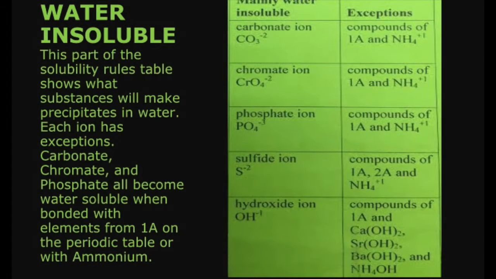Now let's talk about the part of the solubility rules table that deals with ions that cause compounds to be water insoluble. These ions include carbonate ions, chromate ions, phosphate ions, sulfide ions, and hydroxide ions. The first three ions, carbonate, chromate, and phosphate, all have the same exceptions. These exceptions are alkali metals, which come from the 1A column of the periodic table, and ammonium. These are the ions from the first half of the solubility rules table that had no exceptions.